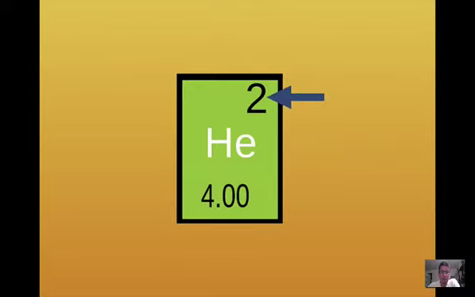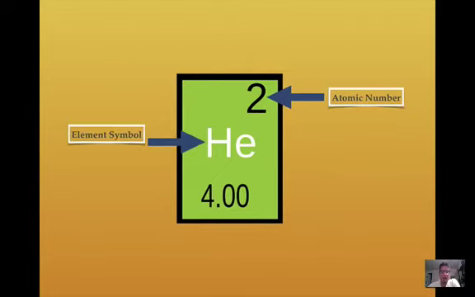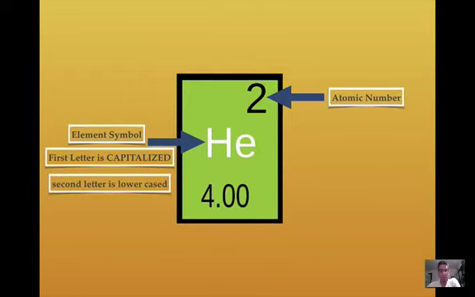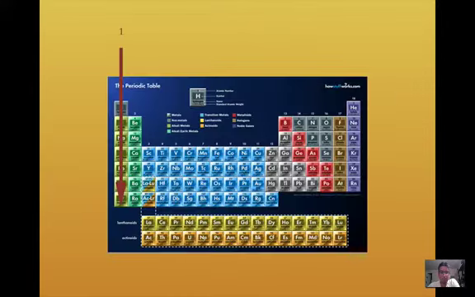In the periodic table, you're going to have three basic pieces of information. You're going to have your atomic number. Okay, you're going to have your element symbol, which has a capital first letter, and if there's a second, it's going to be lowercase. And then the number right below that element symbol is the atomic mass number. Okay.